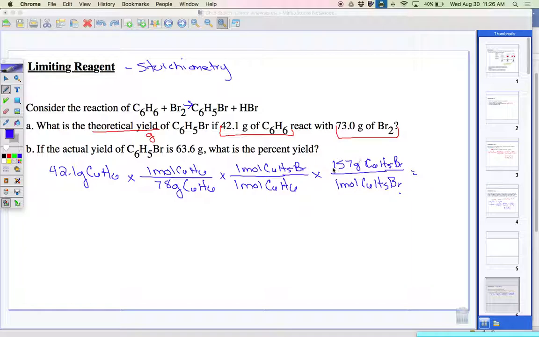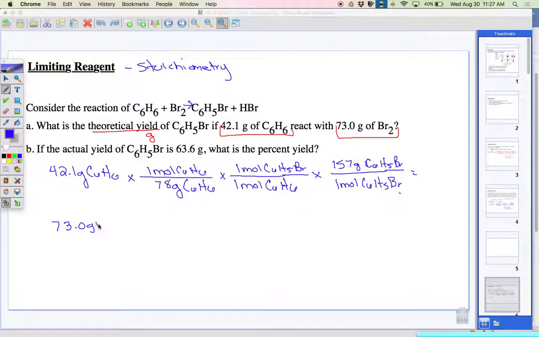All right, is that number right? Somebody check me. Bromine's over there, 80. 72 plus 5 plus 7. So I got 77 plus 80, 157. Okay, so I did my math in my head right. Just checking.